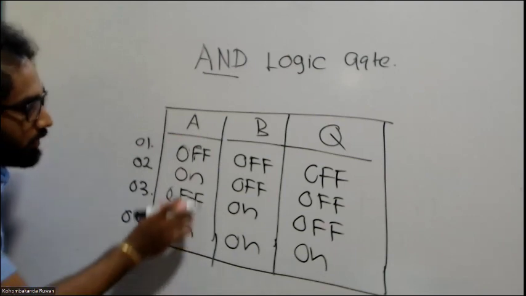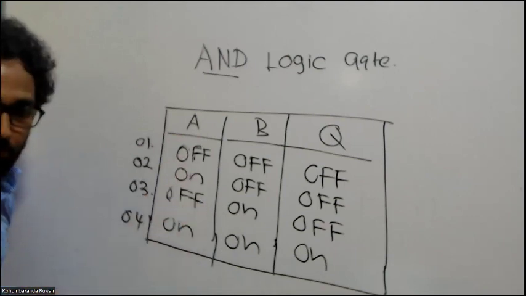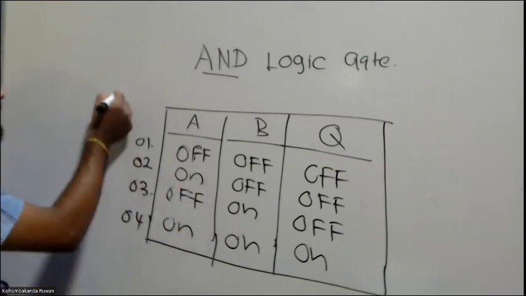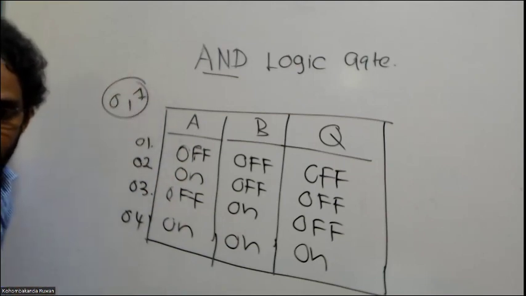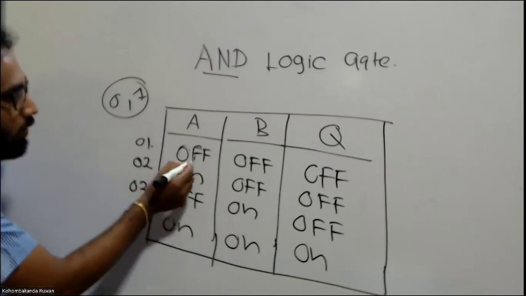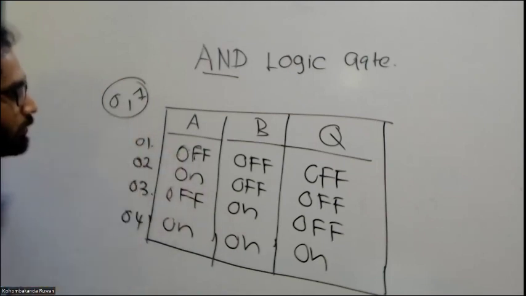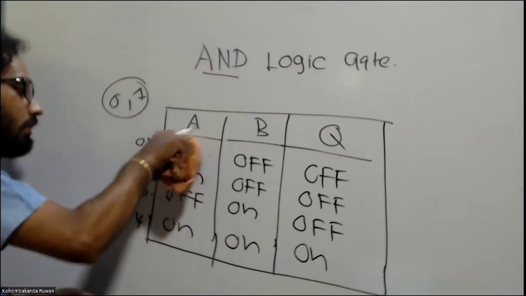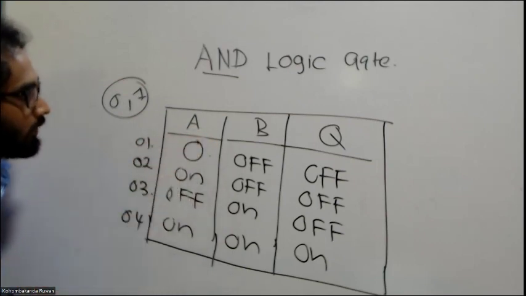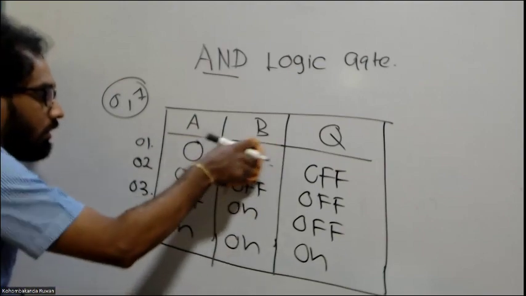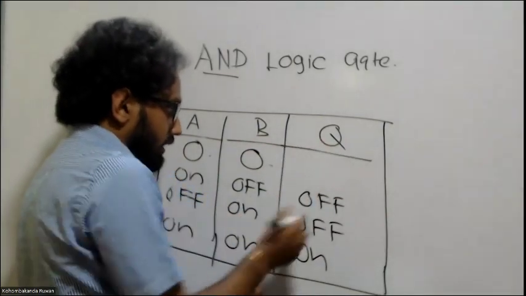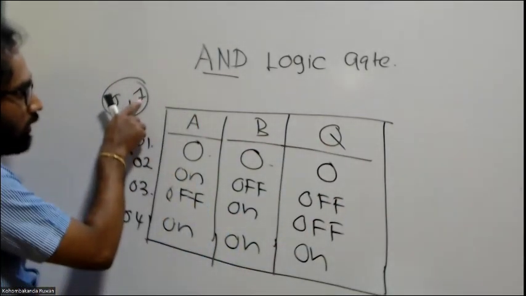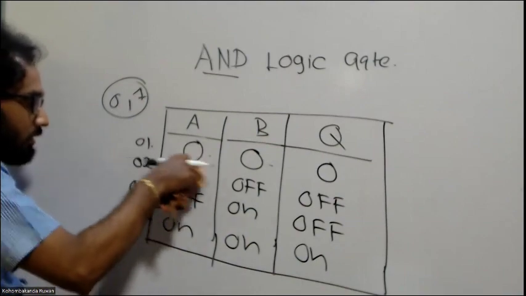Right. Computer cannot understand these words. Computer cannot understand off and on. Computer can only understand either 0 or 1. Binary logic, binary numbering system. Then off, to denote the off, we use number 0. Here also number 0. Here 0. We use number 1 for on state.